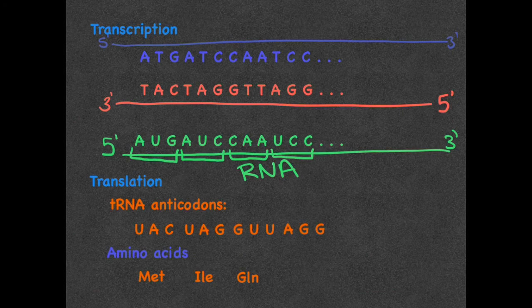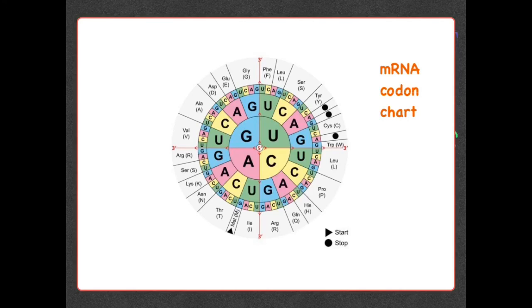And let's go ahead and find our final one, which is UCC. Again, our final one is UCC, so we're going to start in the middle. Here's the U, here's our C, and here's our other C. So UCC is for the amino acid serine, or it's abbreviated SER.